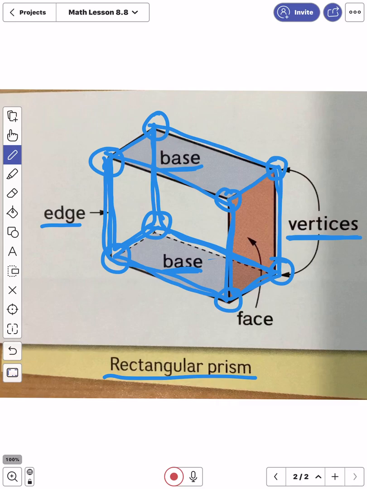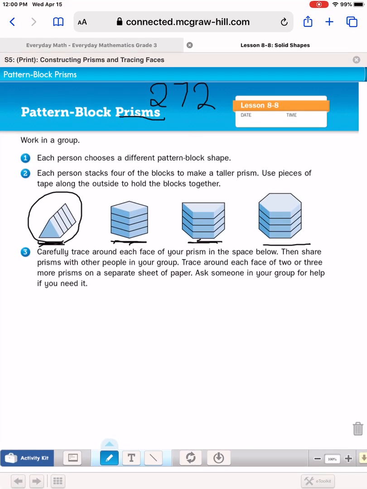little bit pointy. So each prism has the side it's sitting on, which we call the base. It has other sides that it's not sitting on. We call those faces. It has lines where the faces and bases come together. We call those edges. And then it has these points where the edges meet, and we call those vertices. All right, let's look back at the journal page.